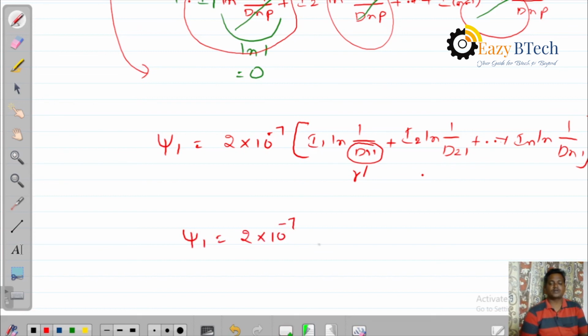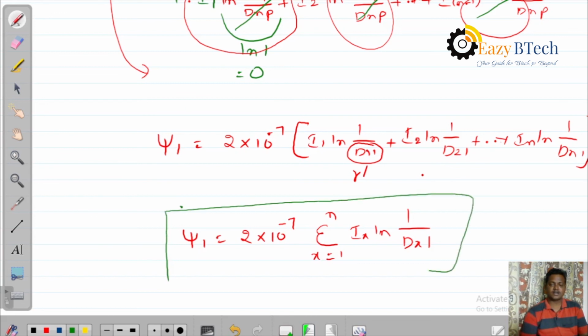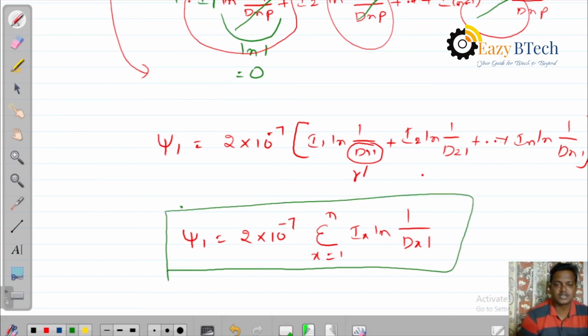Therefore, the flux linkage of conductor 1 in compact form is 2 into 10 power minus 7 sigma x equals 1 to n of Ix ln 1 by d x1, or 1x, whatever it may be. This is the final expression for flux linkage of one subconductor in a composite conductor. Keep in mind. Okay, this is about the flux linkage of one subconductor in a composite conductor. Okay, thank you.